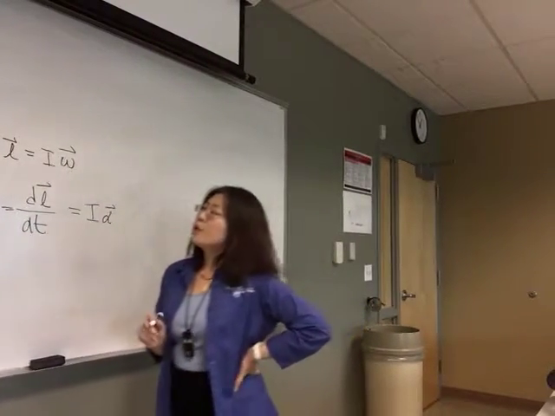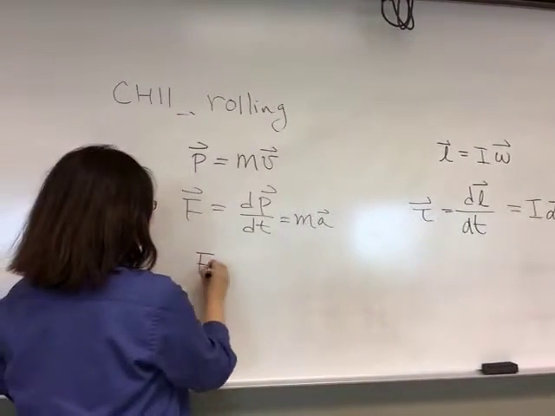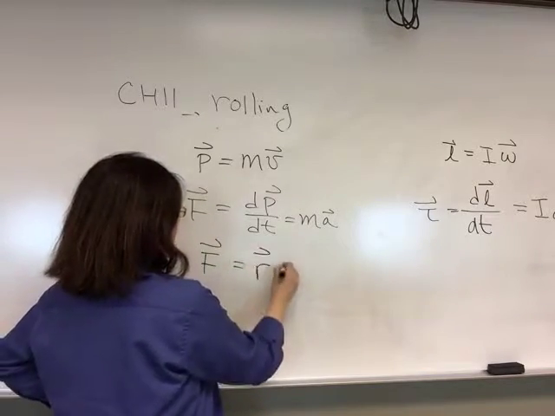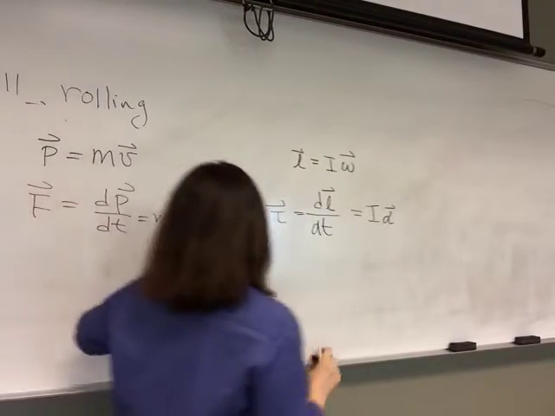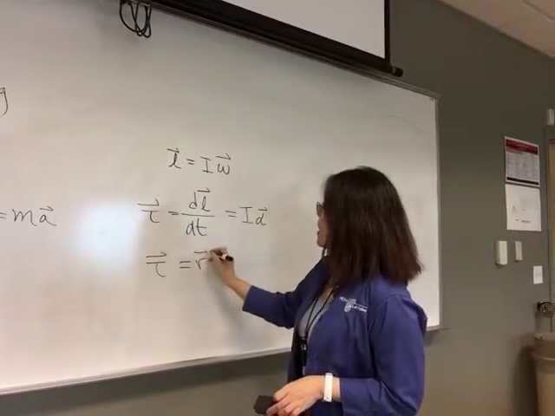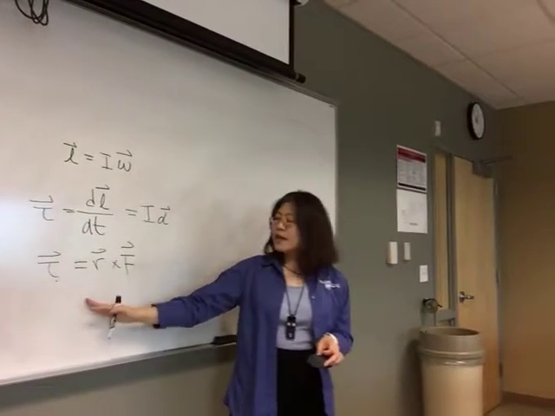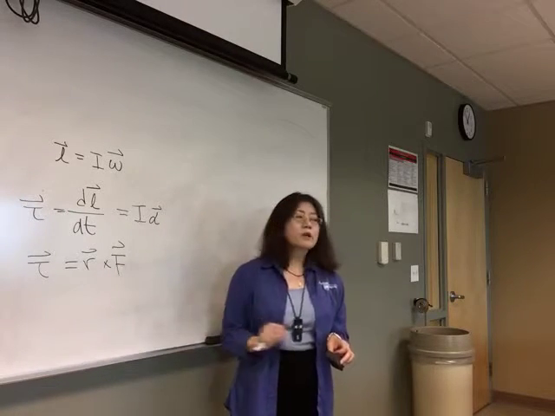Okay. Now we also mentioned that force and torque are related to each other. So I should write it here. Your torque is equal to r cross F. So this is how the torque is produced by an applied force. That's torque equal to r cross F.